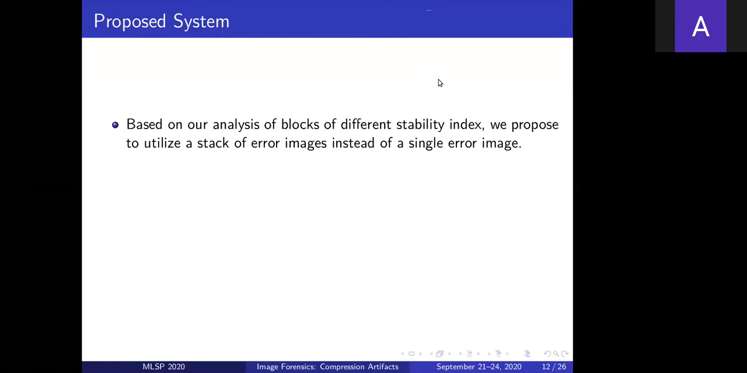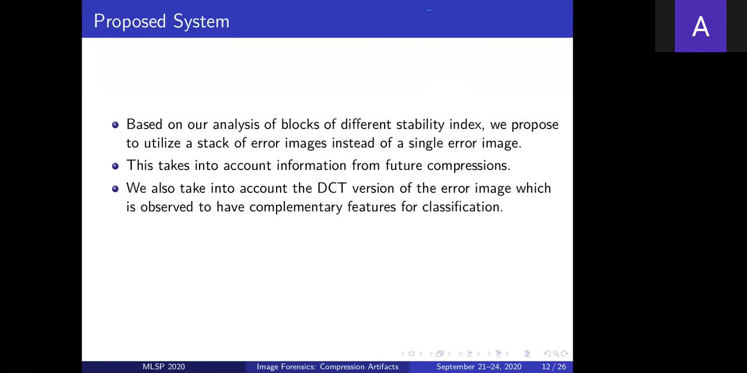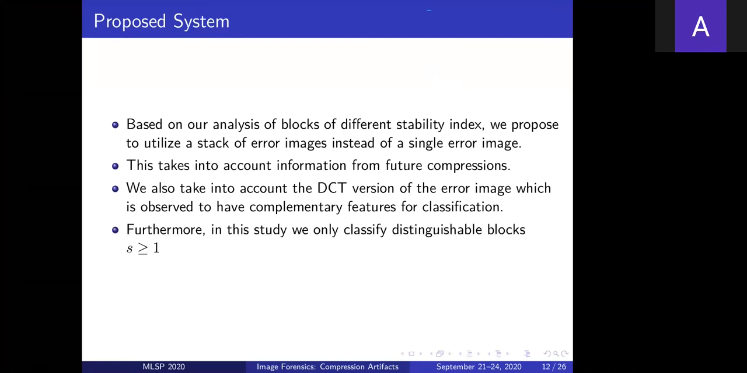Analyzing blocks of different stability index, we propose to utilize a stack of error images instead of a single error image as our input. The intuition behind this is that it takes into account information from future compression stages also. We also take into account the DCT version of the error image stack, which is shown to have complementary features for classification. In this study, we only include distinguishable blocks or ones with stability index greater than or equal to 1.